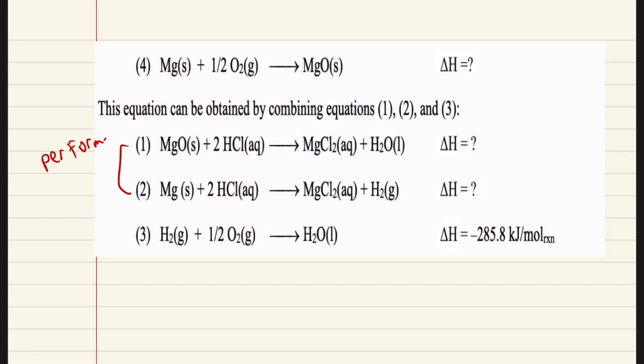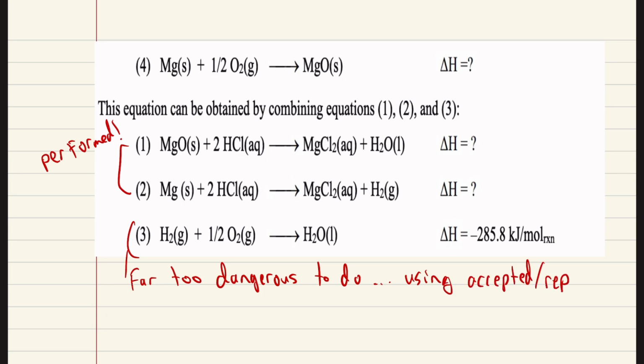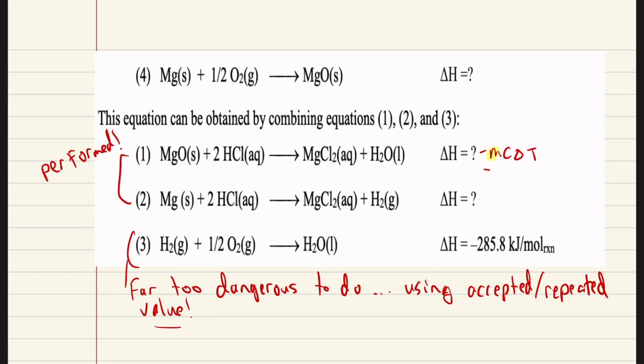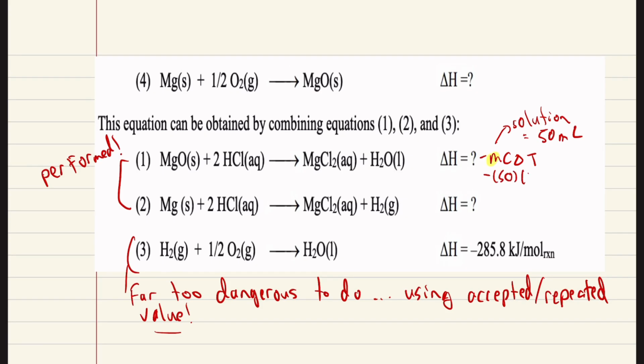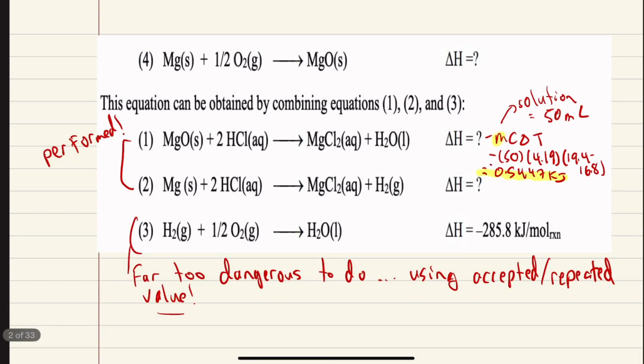Now here are the reference equations, and we performed the first two equations in this set for Hess's law. The third one is way too dangerous to do, so we're just going to use a generally accepted and repeated value for the formation of water. Using the calorimeter data from the polystyrene cups that we used, we're going to plug in the data for the first two equations. Then we'll have to do some proportions, because remember that those weren't given per mole, okay?